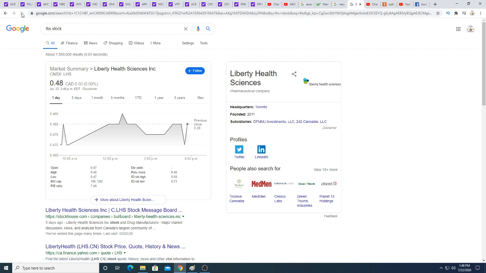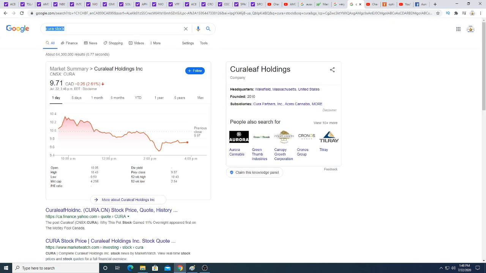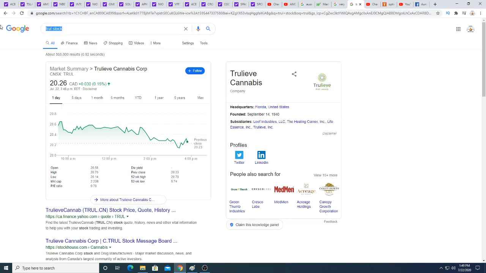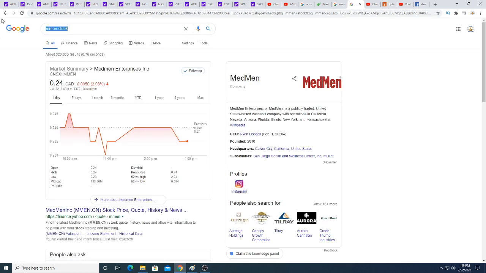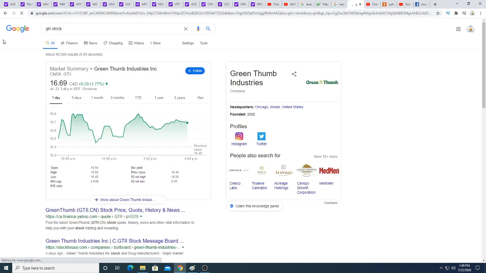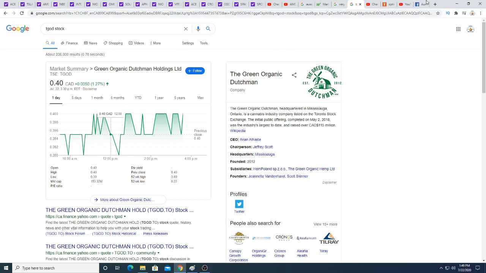Liberal Health Science is trading sideways. Let's look at some of the big companies like Kira. Kira is down 26. True is up 3. Medman is down half a penny. Harv is down 7 cents. GTI is up 1.77%. Let's look at T-God. T-God up half a penny, just trading sideways.